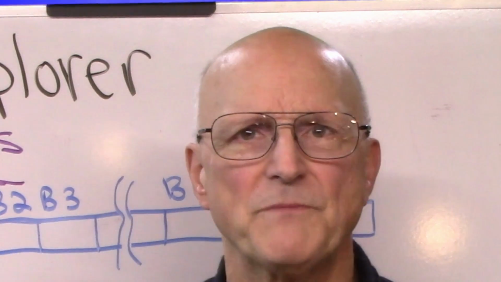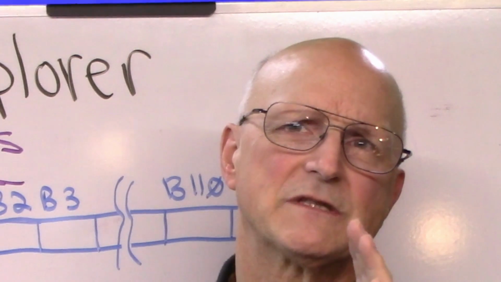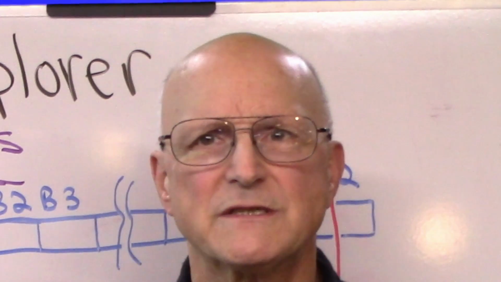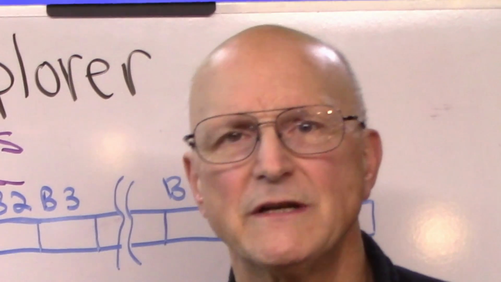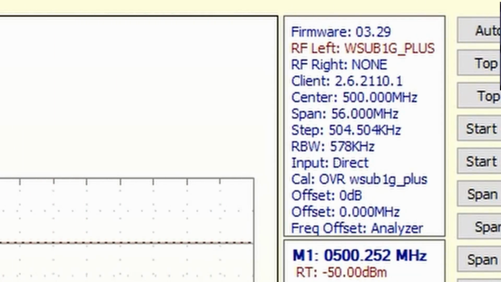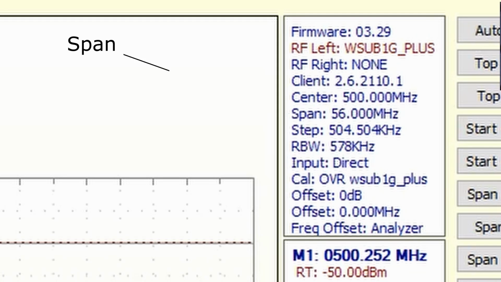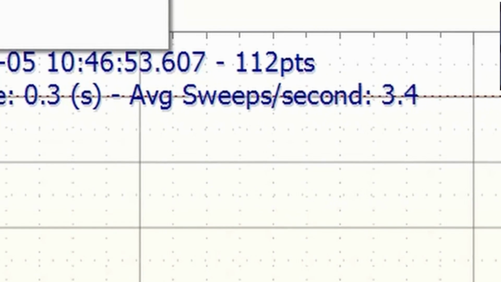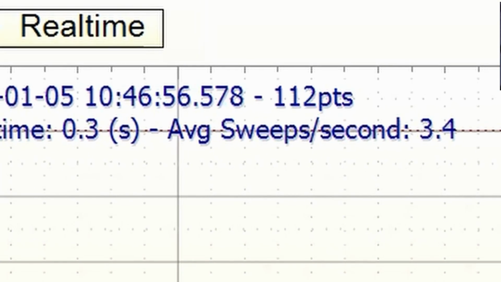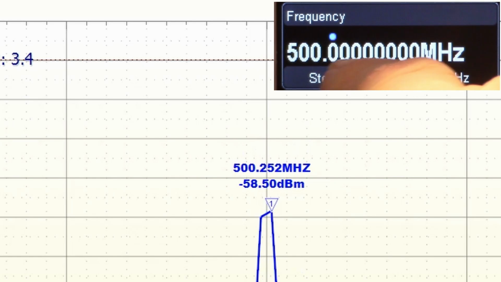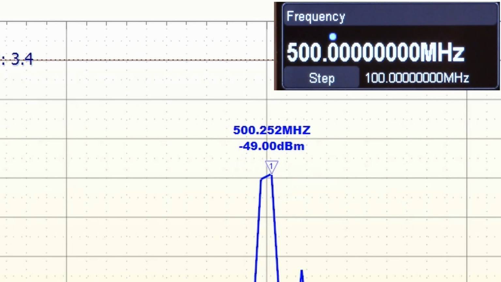Now let me show you this fact. With this demonstration, I'm going to slowly change the frequency of my signal generator, and you'll notice that the RF Explorer's reported frequency does not change until I drop over into the next bucket. Now you can see that I set up the center frequency at 500 megahertz. My span is 56 megahertz. And the number of points is set to the standard 112 points.